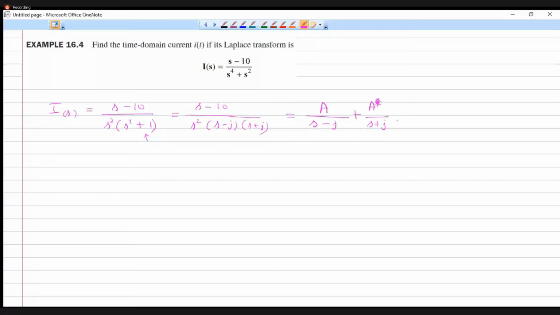It is represented by A star, and the contribution by this repeated pole at 0 will be written as b1 by s plus b2 by s square. Okay. Now use your limits to evaluate each of these values. How can you find out what is A? A is equal to limit s tends to j of s minus j into I of s.